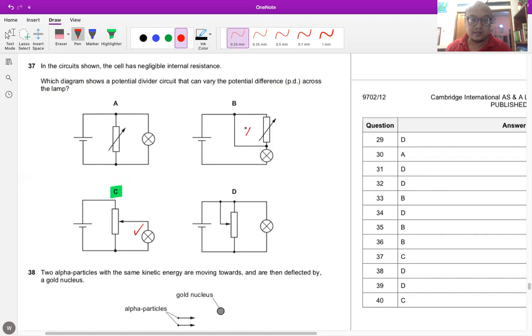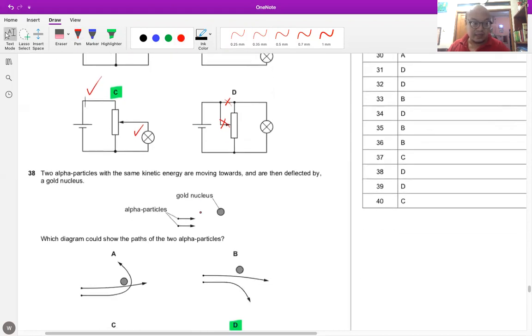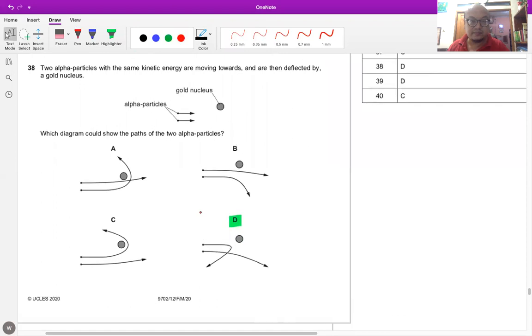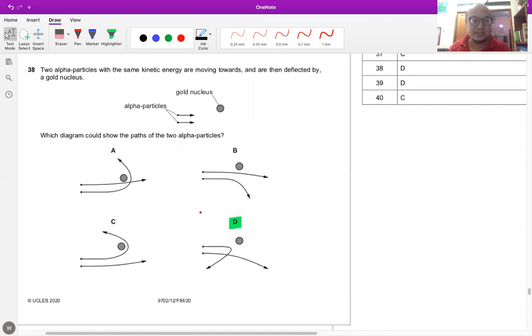This is not correct, because this is like a short circuit. And about this one, why you choose this? It cannot work when the position is like this. And this is also different. It's wrong. So the correct answer is C. Okay, 38. The answer is D.